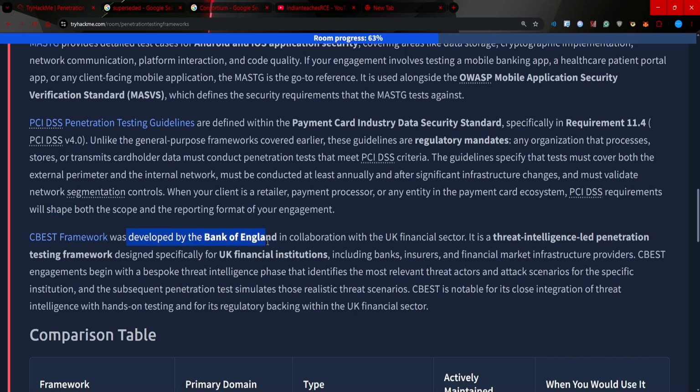The CBEST framework was developed by the Bank of England in collaboration with the UK financial sector. It is a threat intelligence-led penetration testing framework designed specifically for UK financial institutions, including banks, insurers, and financial market infrastructure providers. CBEST engagements begin with a bespoke threat intelligence phase that identifies the most relevant threat actors and attack scenarios for the specific institution, and the subsequent penetration test simulates those realistic threat scenarios. CBEST is notable for its close integration of threat intelligence with hands-on testing for its regulatory banking within the UK financial sector.